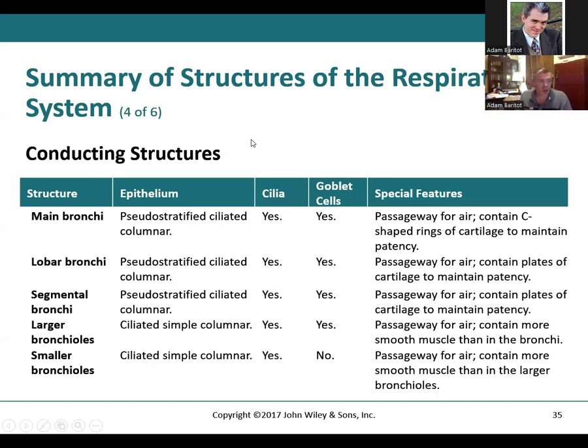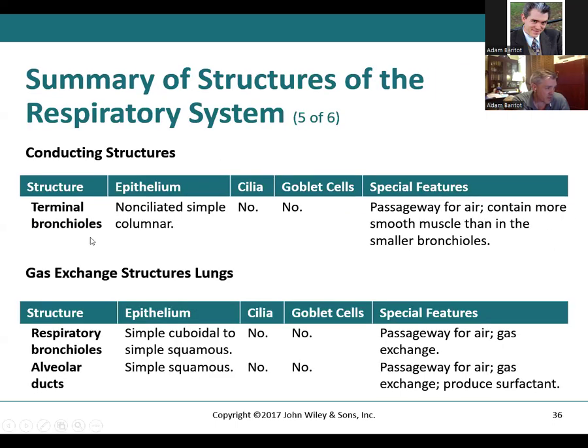Our bronchi have goblet cells, except down to the smaller bronchioles, where we start to have the beginnings of respiration. Terminal bronchioles: no cilia, no goblet cells. Respiratory and alveolar ducts: no cilia, no goblet cells. These are all passageways that conduct down.